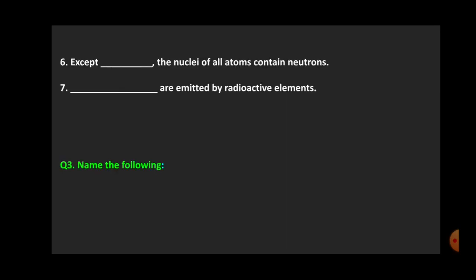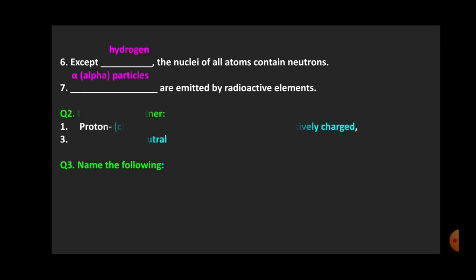The next one is except dash, the nuclei of all atoms contain neutrons, and that is hydrogen because it does not have a neutron. Dash are emitted by radioactive elements. It is the alpha particles.